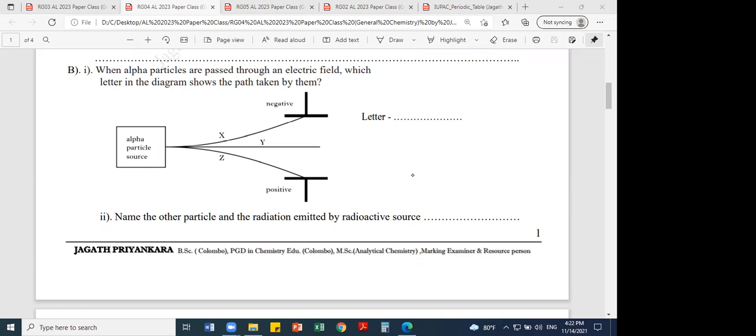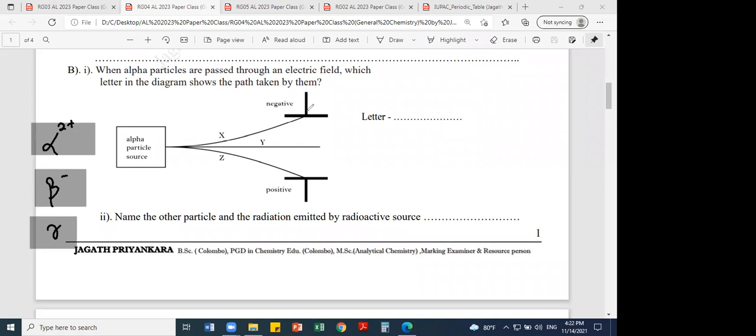Alpha particles are what charge? Okay, no problem, Dinethmi. Alpha particles are positively charged. You have learned alpha particles, right? For your theory, alpha particles are positively charged, so it's the same as helium. Beta particles are negative, gamma neutral. So out of these three, alpha particles are positively charged, beta particles negatively charged, gamma neutral, uncharged.